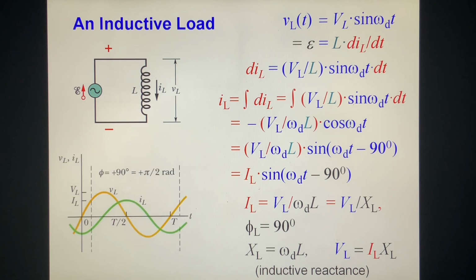Now we plot it. You see, in this inductive case, the current lags behind by 90 degrees. Now, this is voltage. And the current is here. And the current is negative 90 degrees. This is 0, negative 90 degrees. All right.